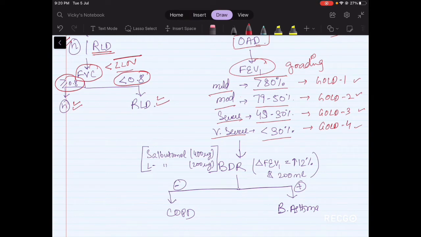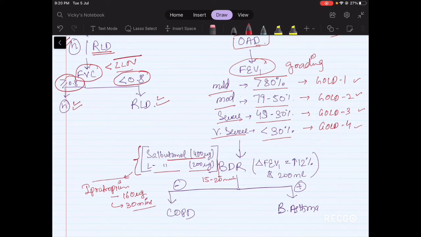So what we do after we have done this spirometry once with the patient, then we nebulize the patient, or we give a metered dose inhaler or dry powder inhaler to the patient, salbutamol 400 microgram or levosalbutamol 200 microgram, and we again do spirometry after 15 to 20 minutes. So for example, if you don't have salbutamol or levosalbutamol, then we can also go for ipratropium, right? Ipratropium around 160 microgram can be given, and we can again do spirometry after 30 minutes, right?